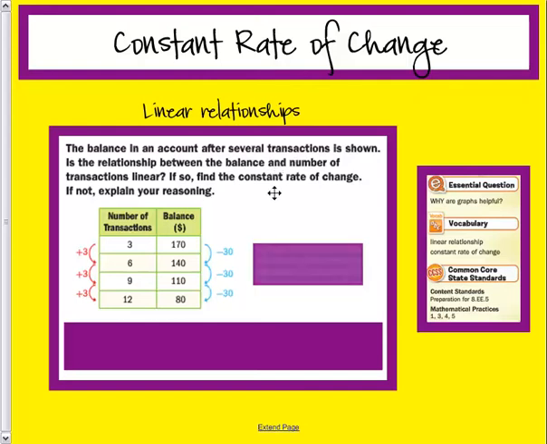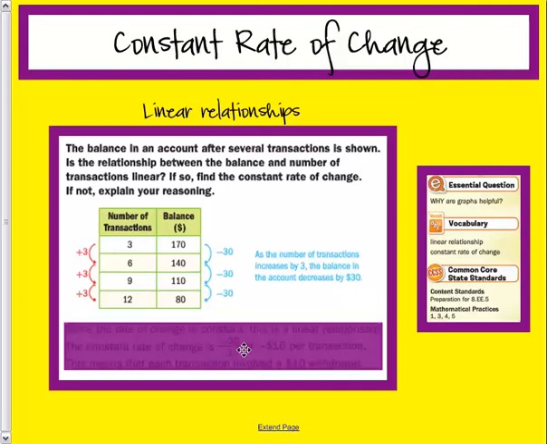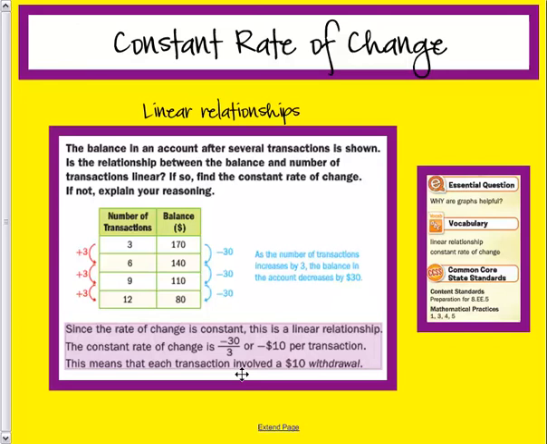So what that means is as the number of transactions increase by 3, the balance of the account decreases by 30. Okay, it's important that we understand what's happening in the table and that we're able to communicate it with our words. So, since the rate of change is a constant, there's a linear relationship. So if it's increasing at a constant rate, or decreasing at a constant rate, it's a linear relationship.